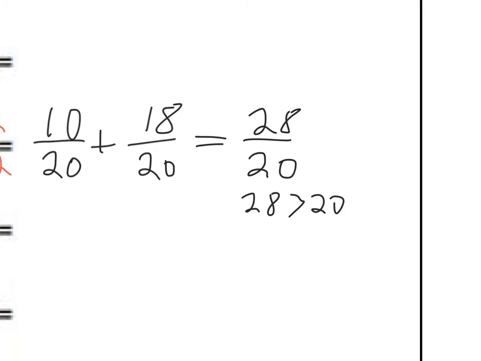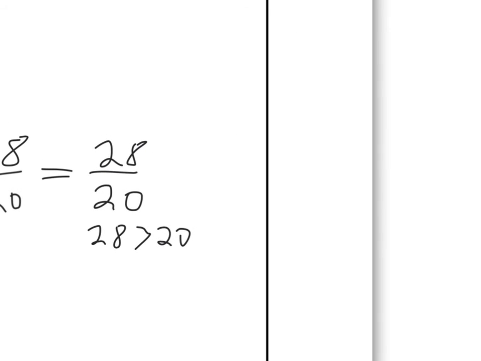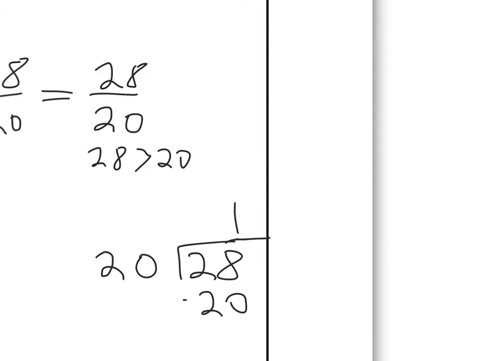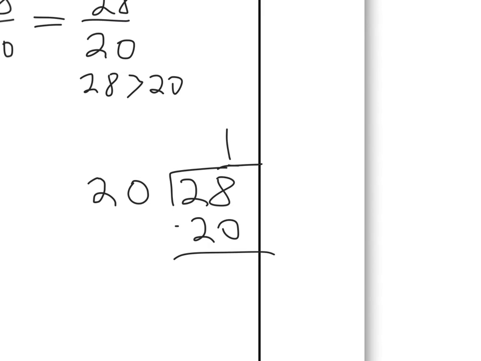Do you remember what to do if that happens? Divide, right? So what's on the outside? 20. 20 goes into 28 one time. 1 times 20 is 20. Now, what's 28 minus 20? 8. So, how do we write the remainder now that we have fractions? 8 over 20.